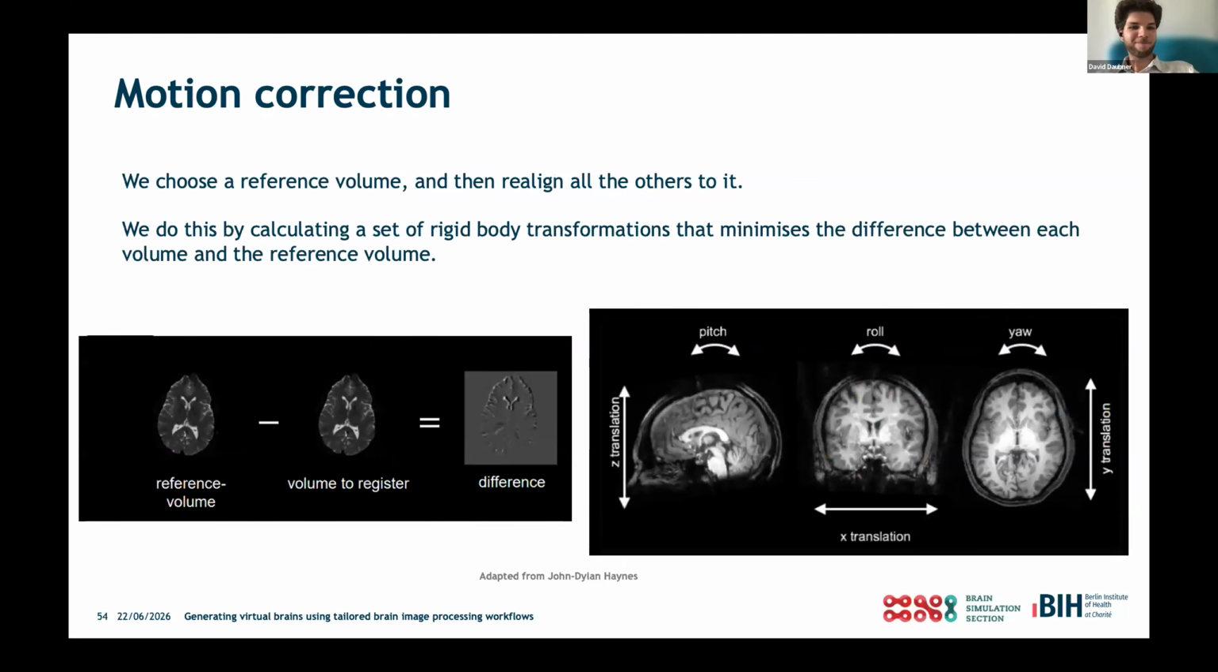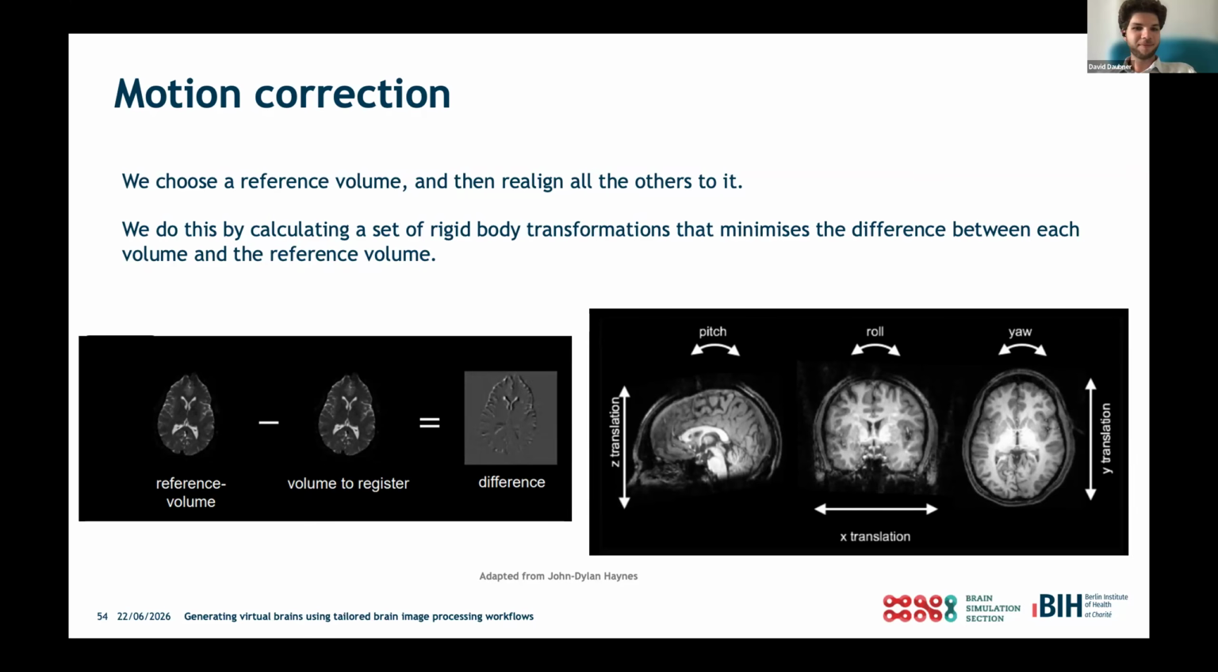Next slide, please. To correct for these effects, we usually choose one reference volume within the time series and then align all the others to it. This alignment is done by calculating which rigid body transformations that Luise already mentioned will minimize the difference between each volume and the reference volume.